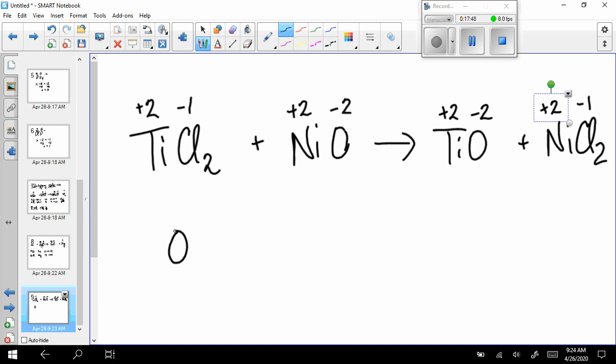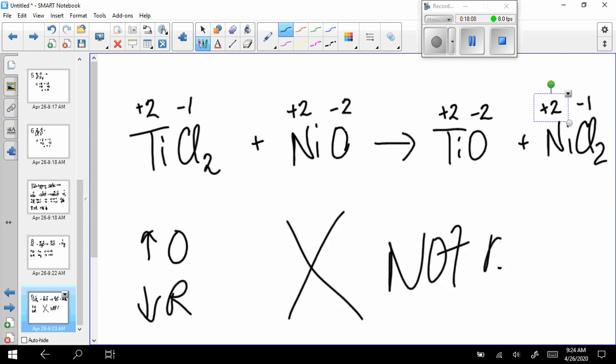So I want to see, did the oil come up and the rig go down? Is there something whose charge went up? Ti is +2 both times. Cl is -1 both times. Ni is +2 both times. O is -2. This is not a redox reaction.